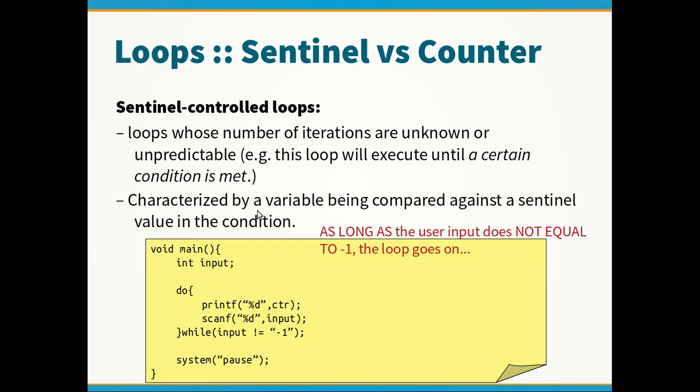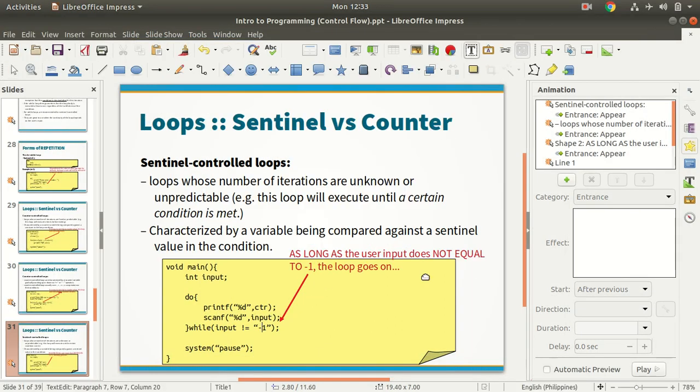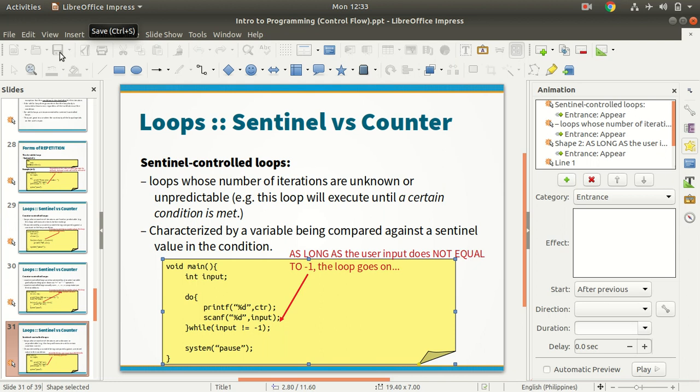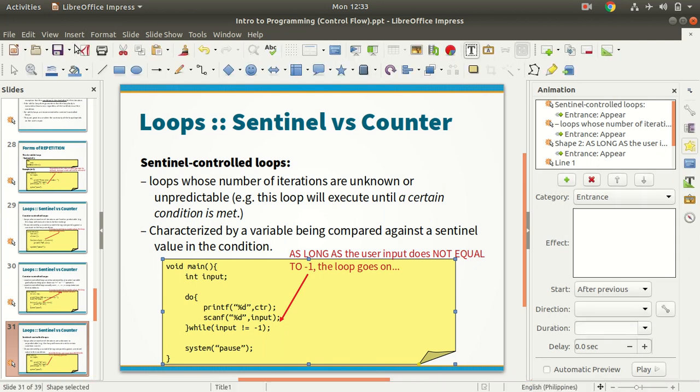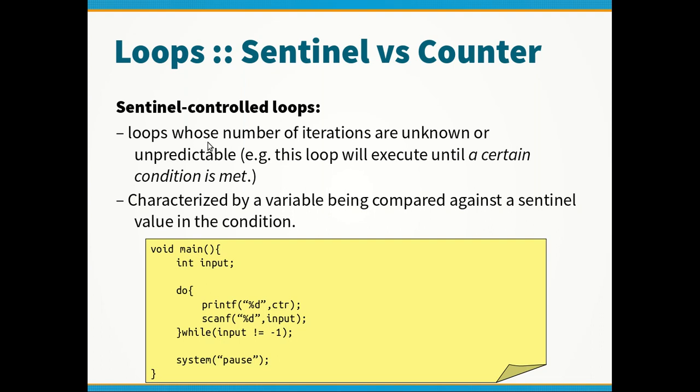This is characterized by a variable being compared against a sentinel value in the condition. So here, for example, the sentinel value... one moment, sorry. Alright, picking up where we left off. We're now comparing input versus -1. As long as the user's input does not equal -1, the loop goes on.